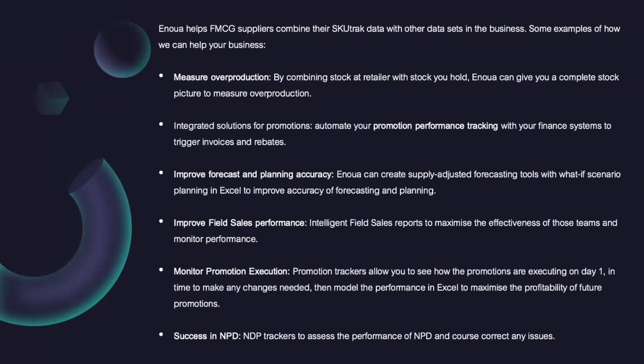And some examples of what we've done at other organizations and the kind of use cases for this would be things like measuring overproduction. So combining the stock at the retailer with the stock that you hold to get a complete picture of your stock holdings, and that can help measure overproduction. It's also been extremely useful to see where there's opportunity to reroute stock with some of the challenges that the industry's faced over the past year or so.